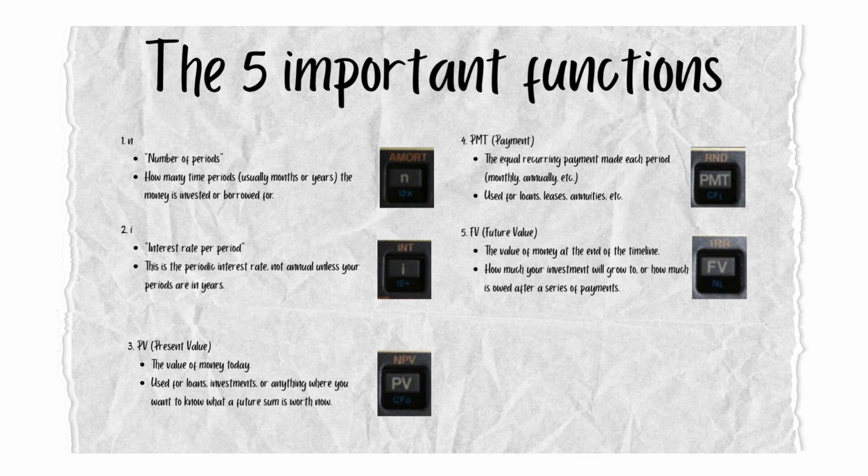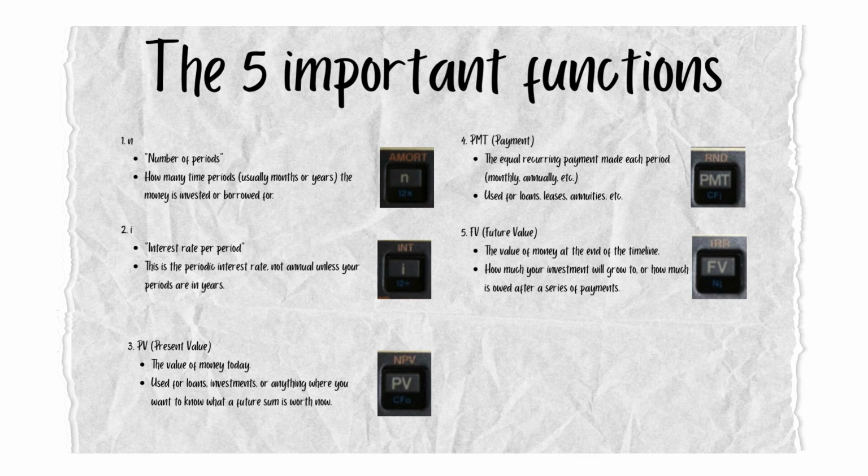N, that's the number of periods, like how long your loan or investment lasts. I is the interest rate per period. Remember, if it's monthly, divide the yearly rate by 12. PV for present value, which means how much your money is worth right now. PMT is your regular payment, monthly or yearly, like loan installments. FV is future value, what your money will grow to or what you owe later.